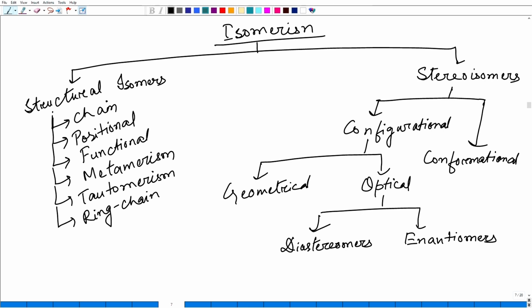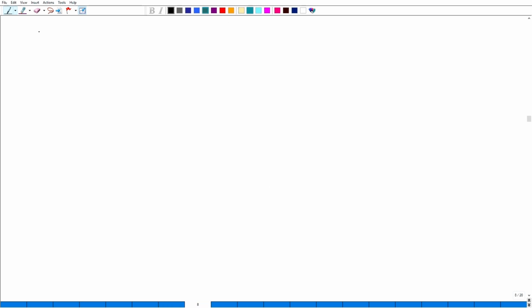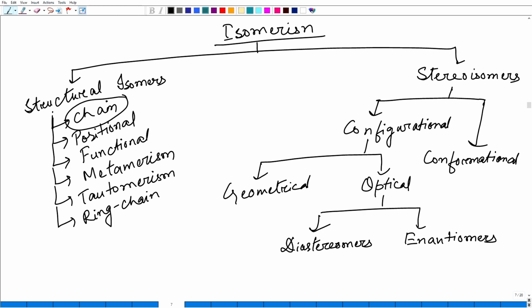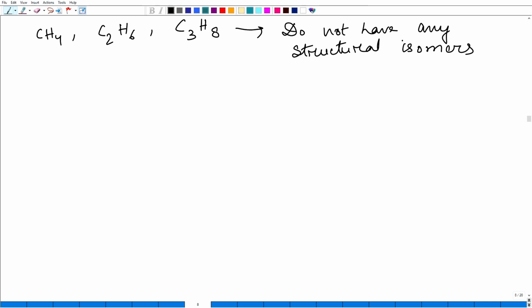So, first of all, we will study about chain isomers. This is the most basic form of isomerism. The first three alkanes, that is methane, ethane and propane, do not have any structural isomers. This is to be noted: methane, ethane and propane do not have structural isomers, but they do have stereoisomers. Stereoisomers are possible, like they have different conformations, but they do not have structural isomers.